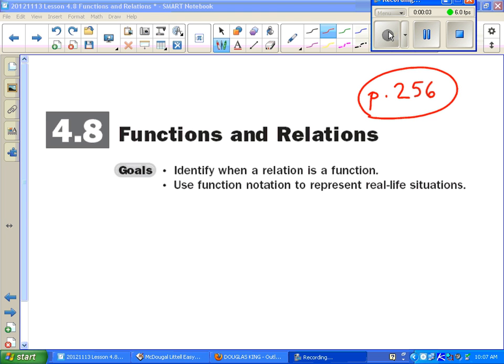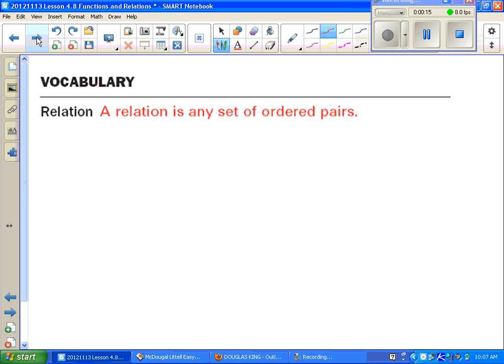Okay, everyone, taking a look at 4.8 today, functions and relations on page 256. Got a couple goals. We're identifying when a relation is a function, and we're using function notation to represent real life situations. Got a couple vocabulary words first. First one's relation. Relation is any set of ordered pairs.